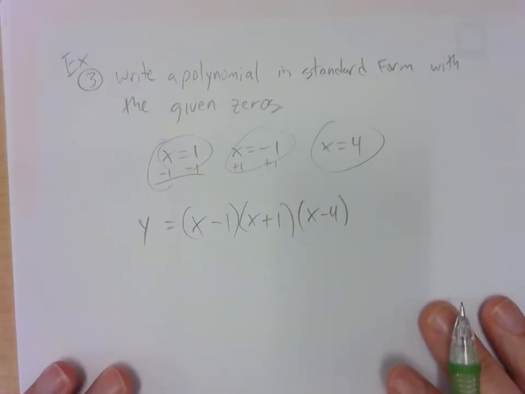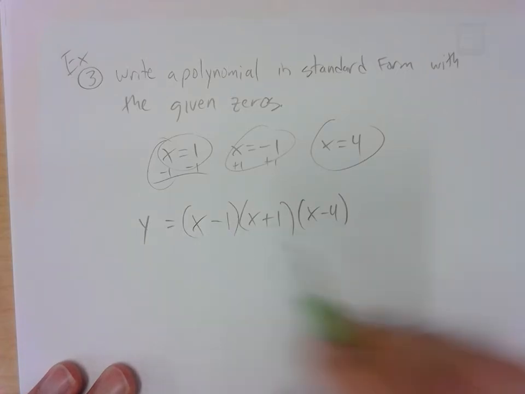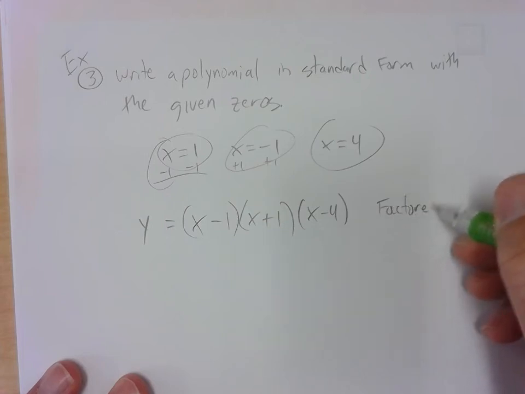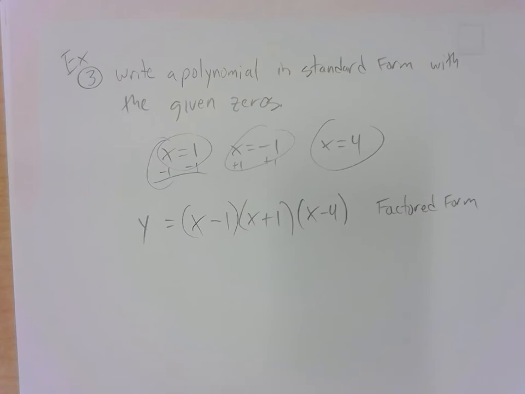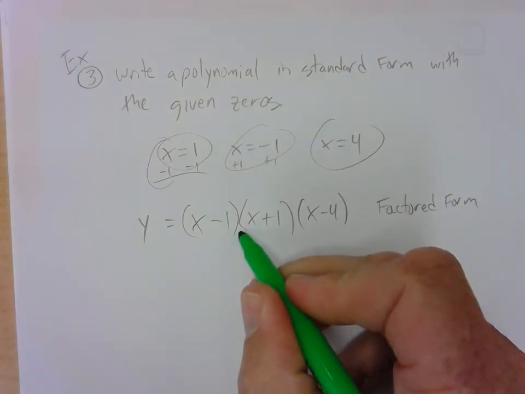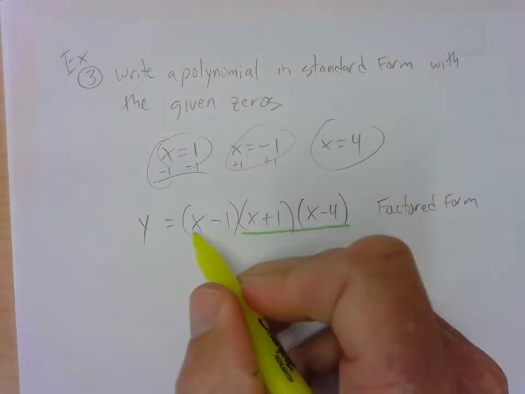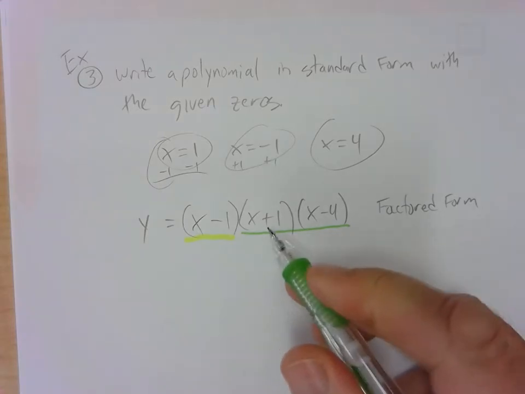Then I'm going to multiply this all together, because this is in factored form right now. So this is all factored. I'm going to change it from factored form to standard form. And what I'm going to do is multiply these two together first, and then this guy right here is going to hang out and wait. Okay, so he's just going to sit there and wait. I'm going to multiply these together first.